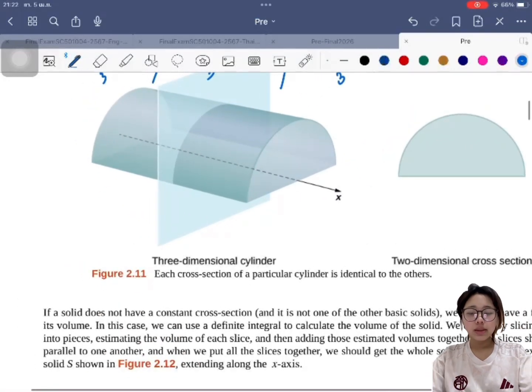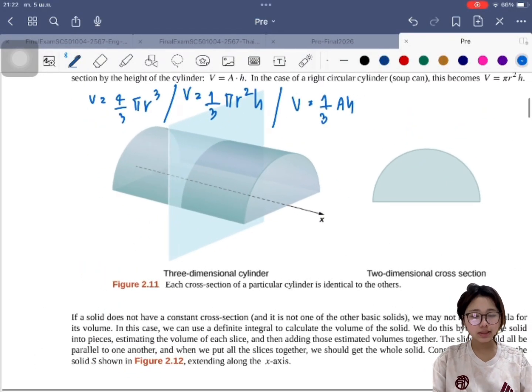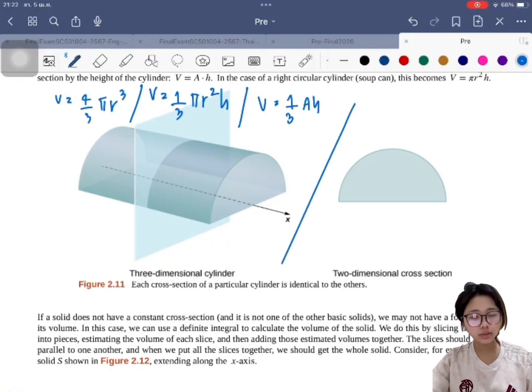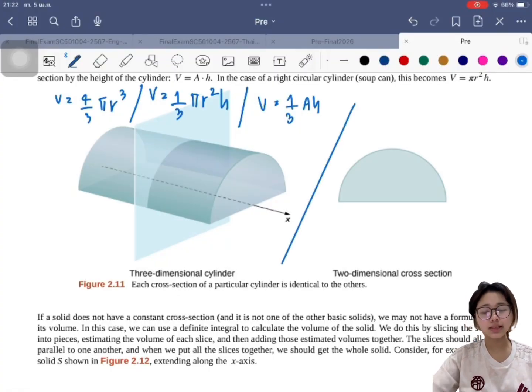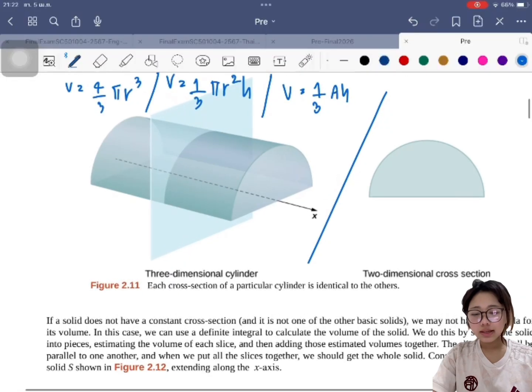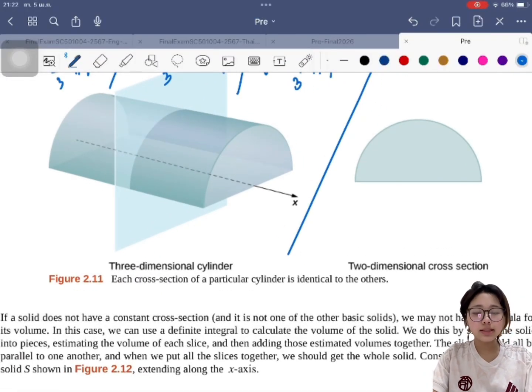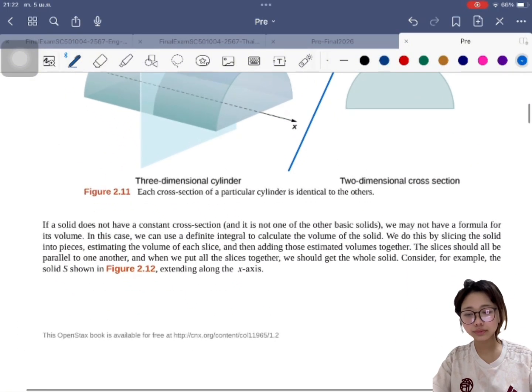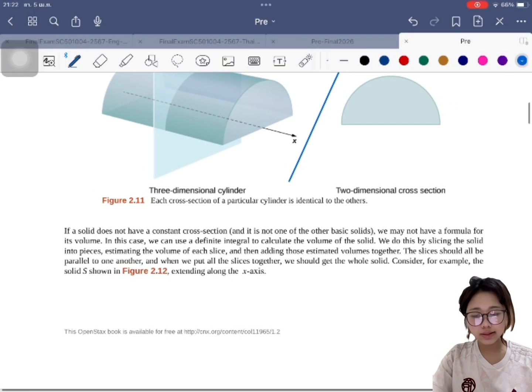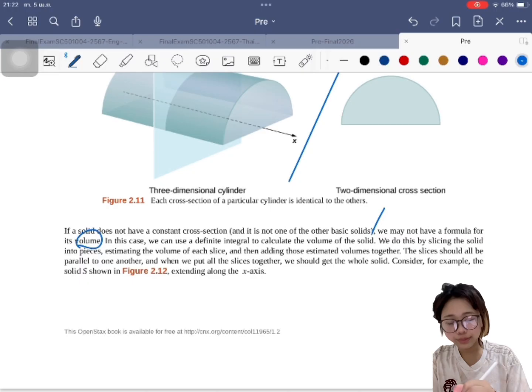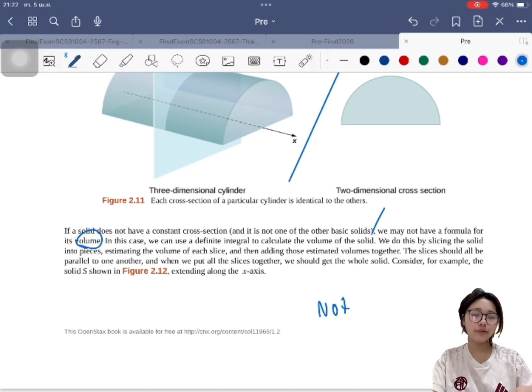So this is a 3-dimensional cylinder, and this is a 2-dimensional cross-section. So for 3 dimensions, the cross-section in particular of a cylinder is identical to the other. If a solid does not have constant cross-sections and is not one of the basic solids, we may not have a formula for its volume.